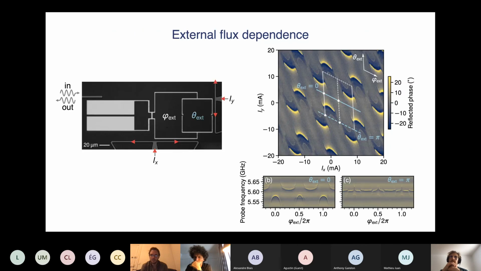Yes, I see. But I mean the flux noise. If you bias your loop at 2 pi over 3, because here you show the flux dispersion along phi, right? But along theta, you have also some flux dispersion.